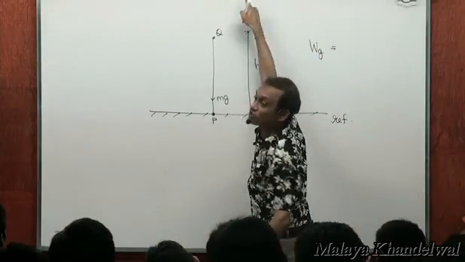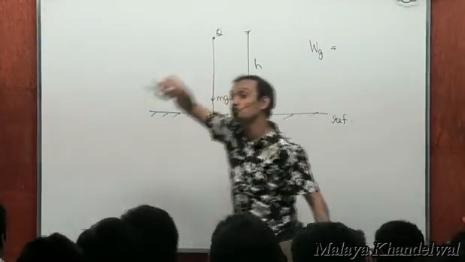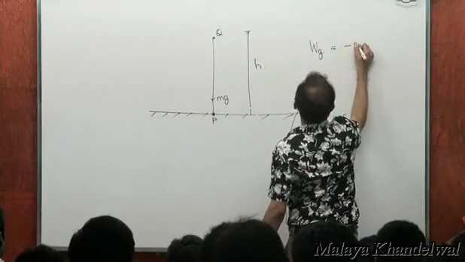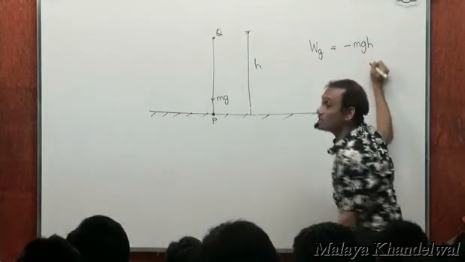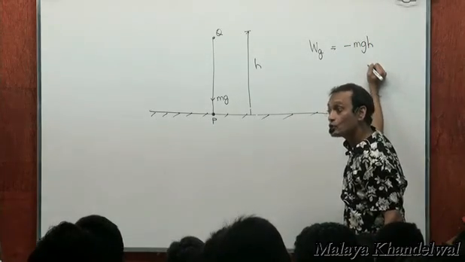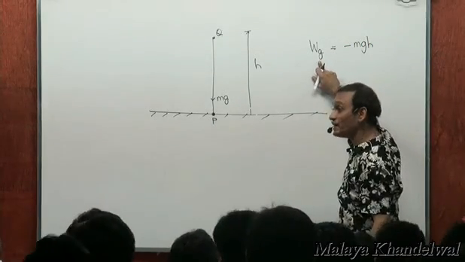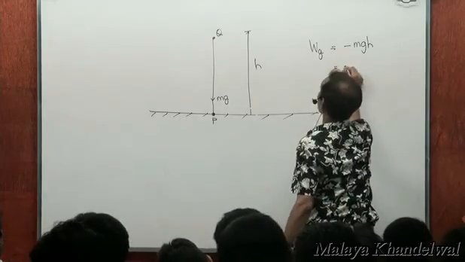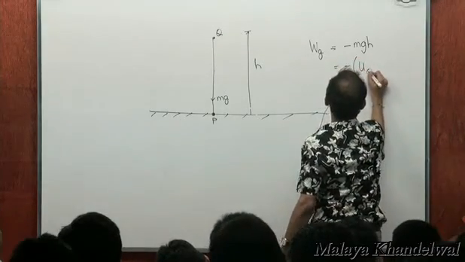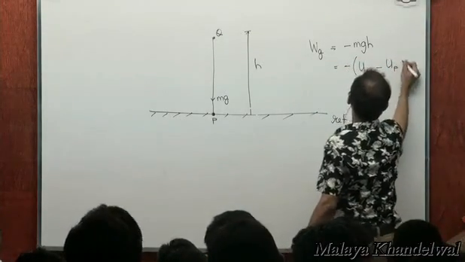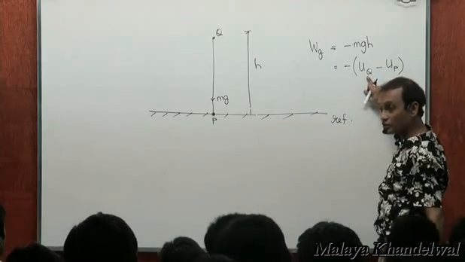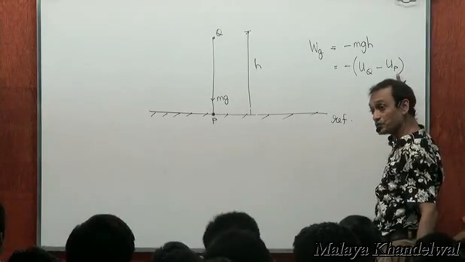mg is downwards, h is upwards. Angle between mg and h is 180 degrees. So work done by gravity is minus mgh. But gravity is a conservative force. So work done by the forces of the field would be negative of the change of potential energy. So this would be minus of (UQ minus UP): minus of final potential energy, that is at Q, minus initial potential energy, that is at P.